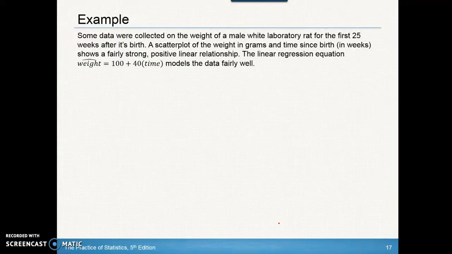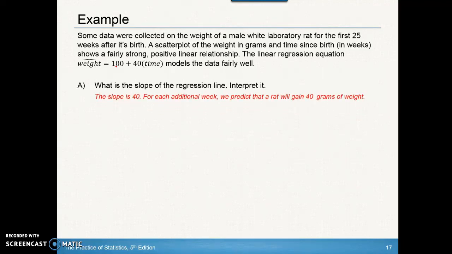Let's take a look at an example. Some data were collected on the weight of a male white laboratory rat for the first 25 weeks after its birth. A scatter plot of the weight in grams and time since birth in weeks shows a fairly strong positive linear relationship, and the regression equation, weight equals 100 plus 40 times the time, models the data fairly well. Take a minute, write this down: what is the slope of the regression line? Interpret it. Go ahead and try that. As you're working through these, hit pause and then go ahead and check the answer.